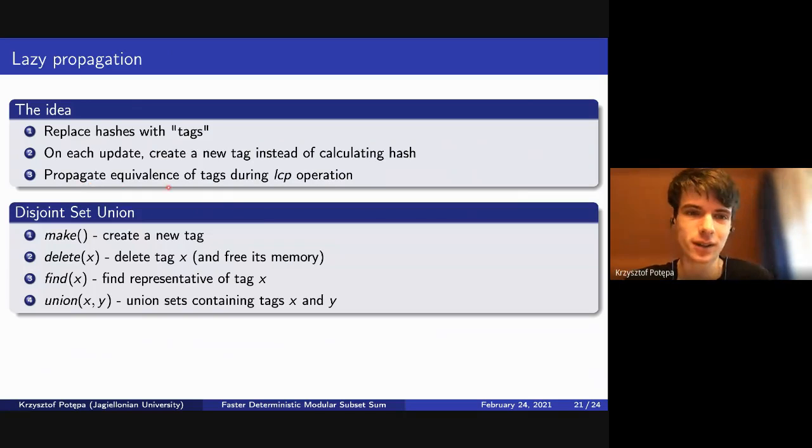To maintain this equivalence relation in tags, we just use disjoint set union with one additional operation, delayed operation. This is done to maintain linear memory complexity. We could ignore this operation and get m log m memory complexity.